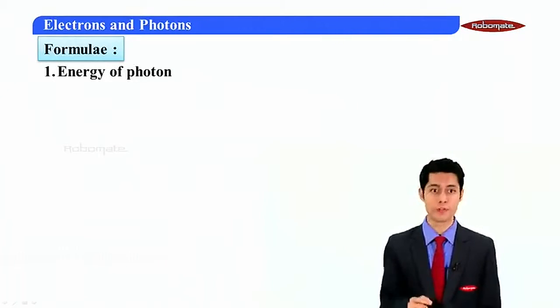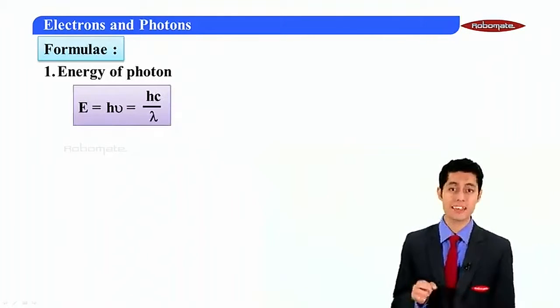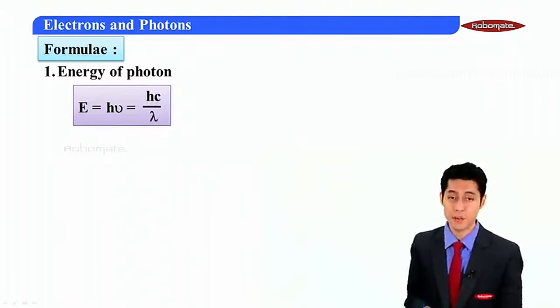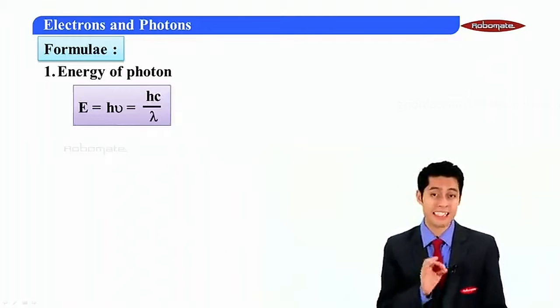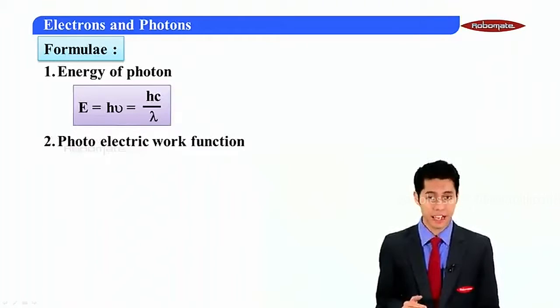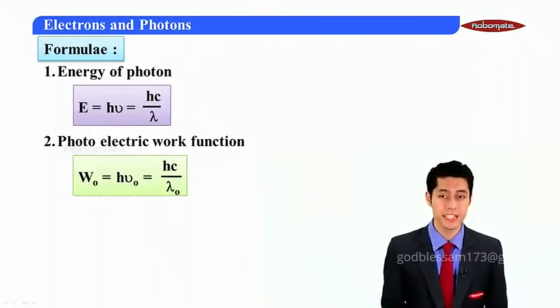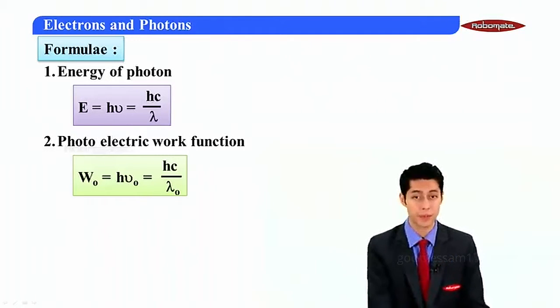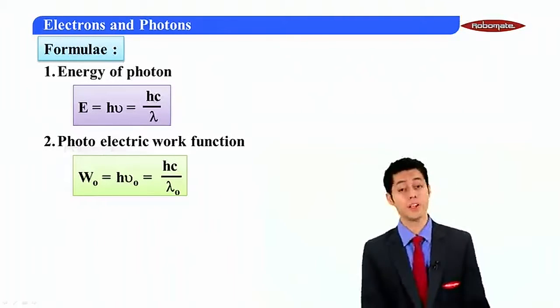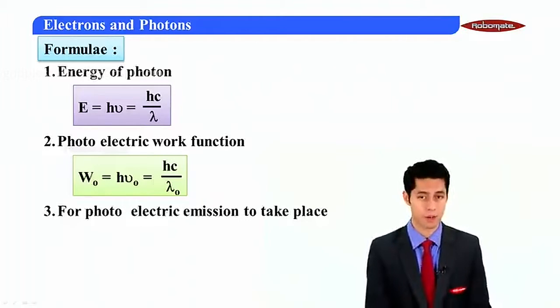The energy of the photon, as we all remember, is given by E = hν, or it is also given as hc/λ. Again, the photoelectric work function is given by W₀, which is equal to h into ν₀, which also equals hc/λ₀.